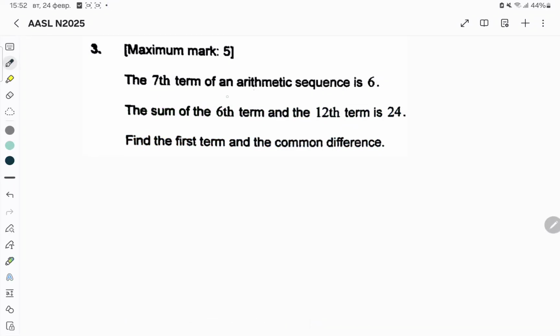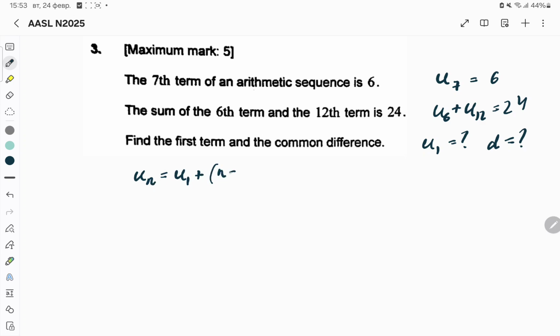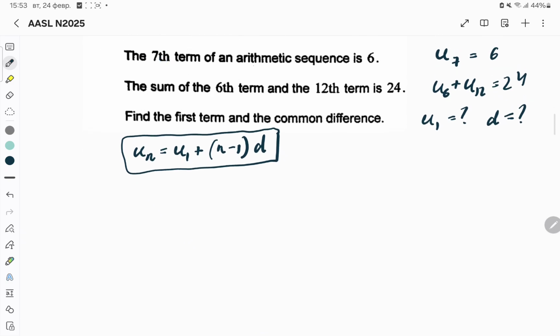The seventh term of the arithmetic sequence is 6, so let's straightforwardly write next thing. We use u7 is equal to 6. The sum of 6 terms and the 12th term is equal to 24. Find the first term and common difference. Okay, pretty standard question. From the formula booklet, we can find the formula for the general term: u1 plus (n minus 1)d. Okay, and now let's use this formula for the first row first.